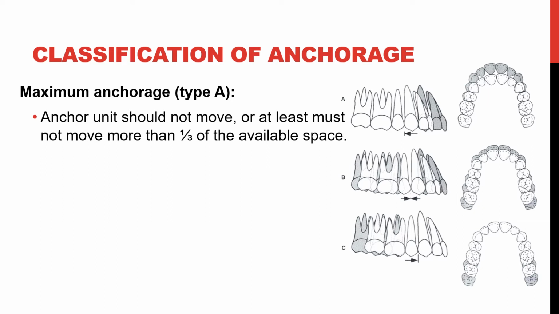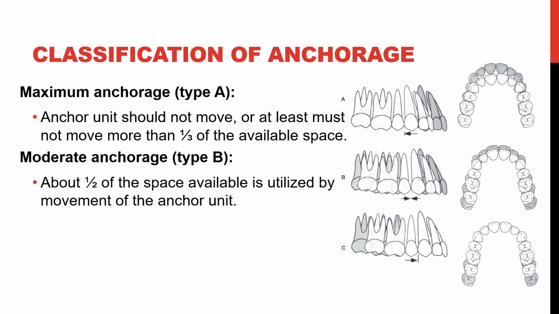According to the space requirement, we have either maximum anchorage or type A anchorage. In this type, the anchor units shouldn't move, or at least must not move more than 1/3 of the available space. While in moderate anchorage, type B anchorage, about half the space available is utilized by movement of the anchor teeth.